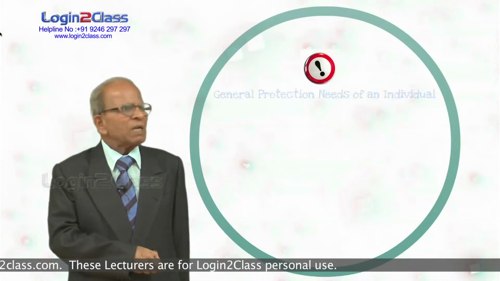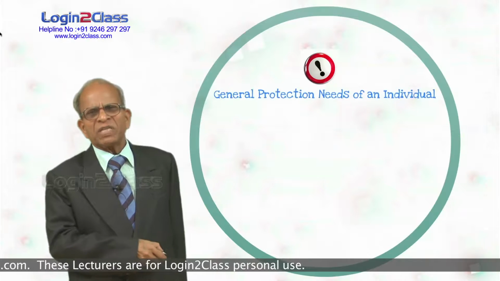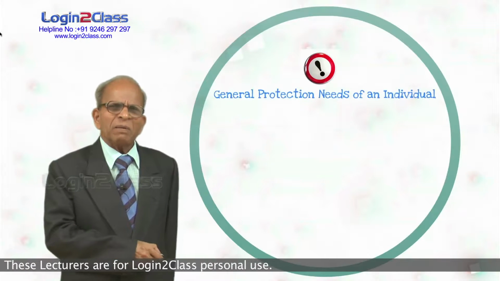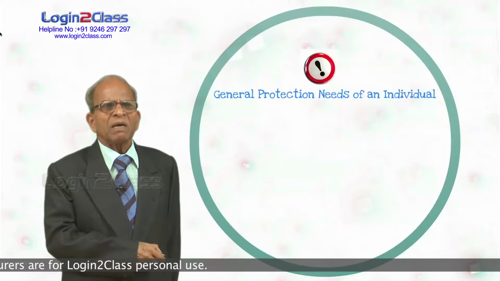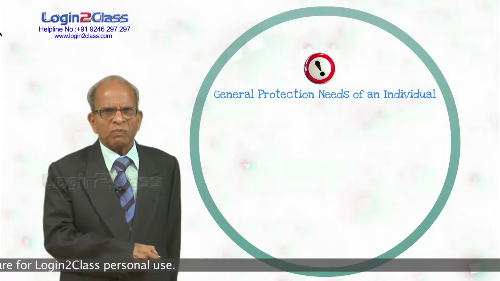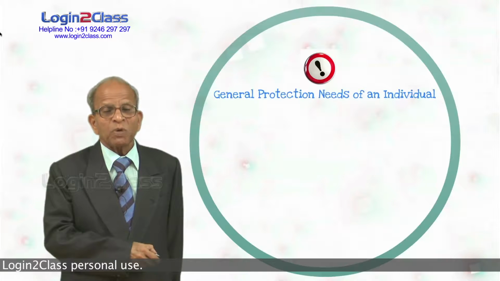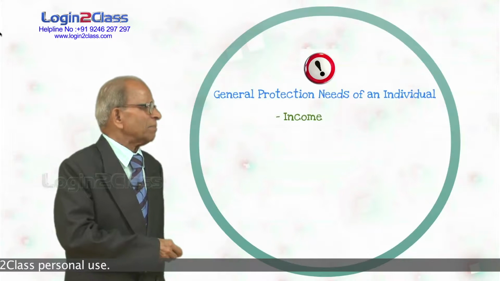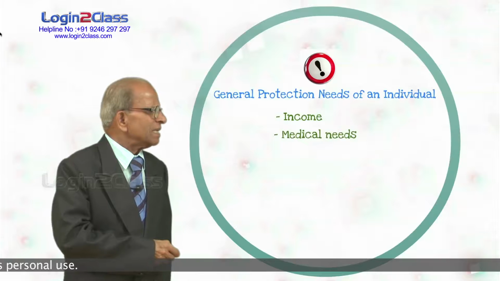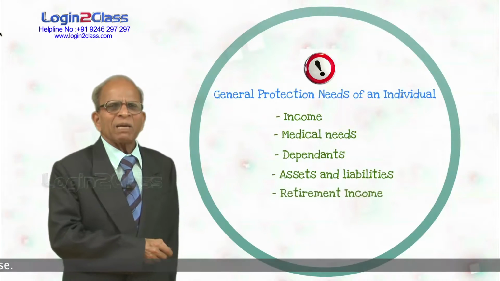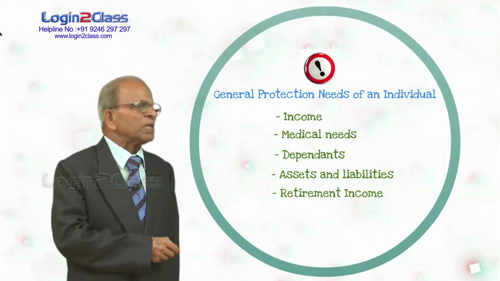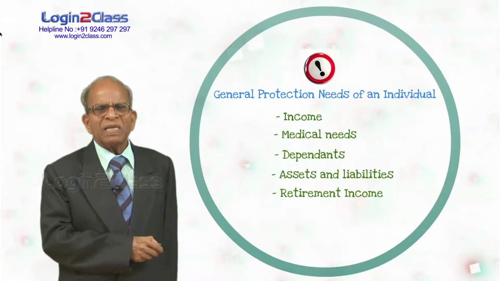What are the general protection needs of an individual? The needs of an individual may be a protection need, that is a need for protection, or a need to save. We are first examining what are the protection needs. First is income, then medical needs, 3 dependents, 4 assets and liabilities, 5 retirement income. These are the 5 protection needs of an individual in general.